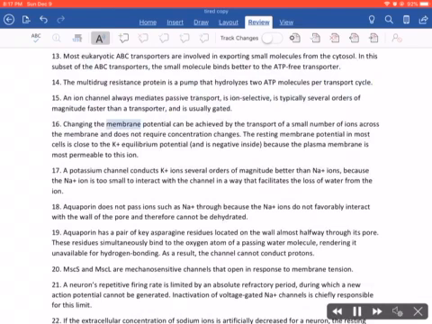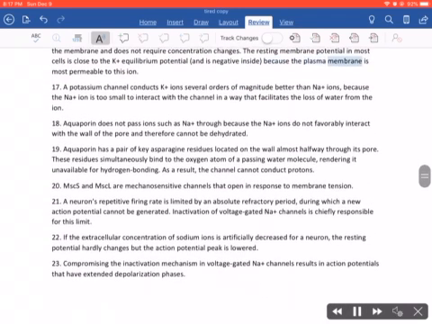16. Changing the membrane potential can be achieved by the transport of a small number of ions across the membrane and does not require concentration changes. The resting membrane potential in most cells is close to the K+ equilibrium potential, and is negative inside, because the plasma membrane is most permeable to this ion.